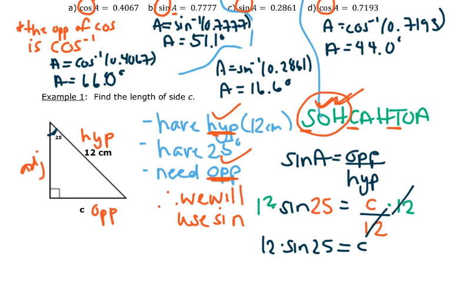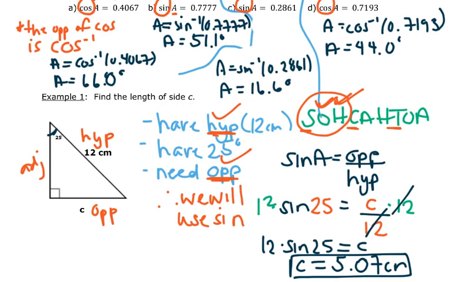You're going to throw 12 times sine 25 into the calculator, and you will get 5.07 centimeters. We're rounding to 2 decimal places. So if your previous teachers taught you a different way to do algebra, please go ahead and use it. As long as you get the same answer as me, it does not matter. So this is one type of example.